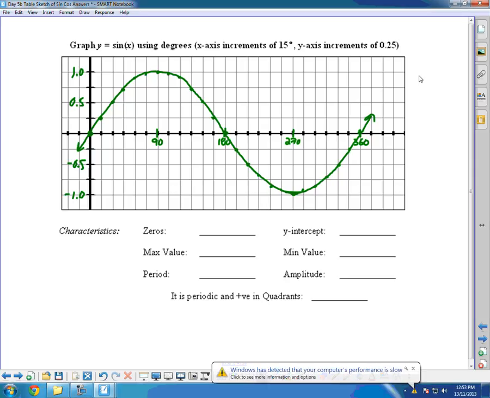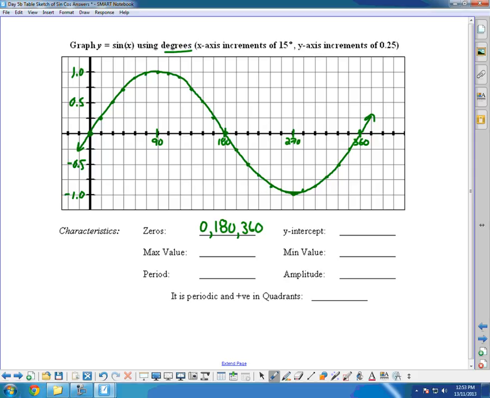There are certain characteristics that we should be very comfortable with in talking about this. Again, we're talking degrees right now. We'll make the jump to radians in a moment. But the characteristics: there are 3 zeros in this one. It starts at 0. Then at 180, it's back at 0. And at 360, it's back at 0.